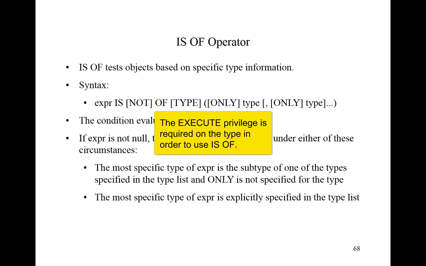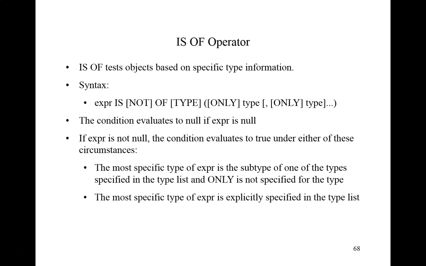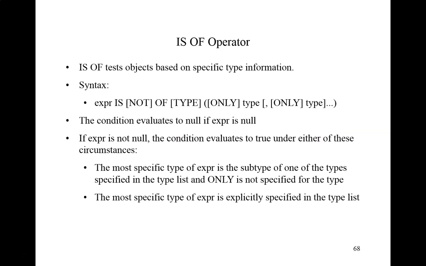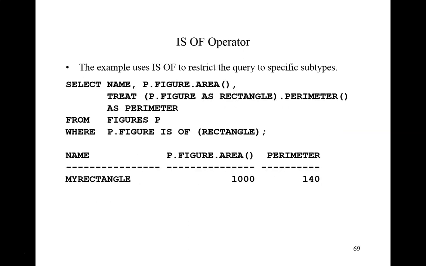To use isOf requires the execute privilege on all types referenced by the type, and all types must belong to the same type family. It's also possible to test the type of the object that a ref points to. To do this, you would use the deref function to dereference the ref prior to testing with the isOf type predicate. This query is one that we've seen before, but now includes a where clause.